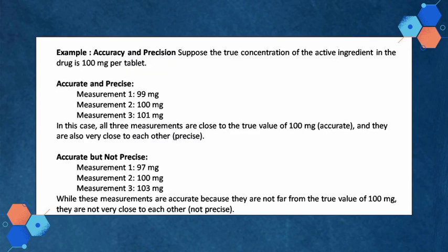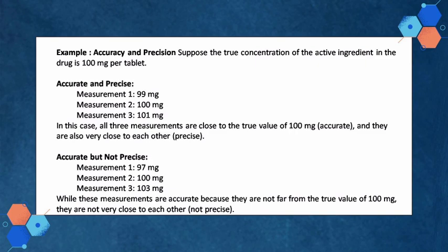Example: accuracy and precision. Suppose the true concentration of the active ingredient in the drug is 100 mg per tablet. First, accurate and precise. Under this, measurement 1, 99 mg. Measurement 2, 100 mg. Measurement 3, 101 mg. In this case, all three measurements are close to the true value of 100 mg, accurate, and they are also very close to each other, precise.